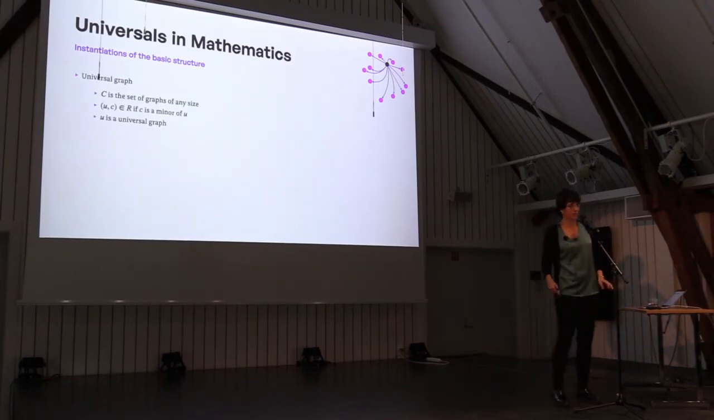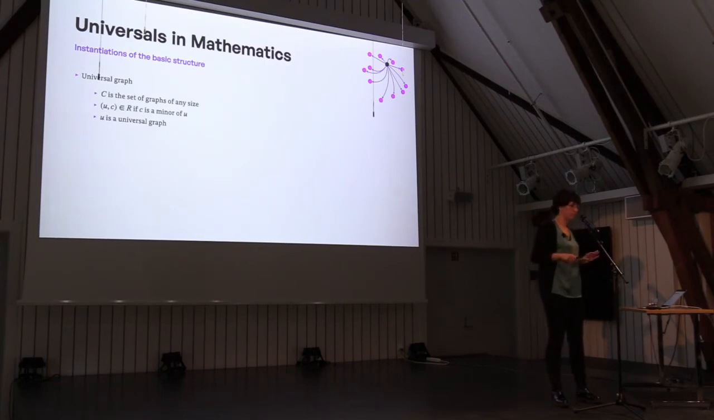Okay, there are also things called universal graphs. I know next to nothing about them, but I think the definition literally instantiates our basic structure. So C, for example, could be a set of graphs of any size. The relation would say it is a minor or some other, or a subgraph, and U would be the universal graph.